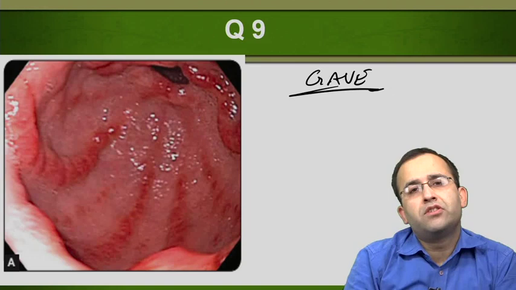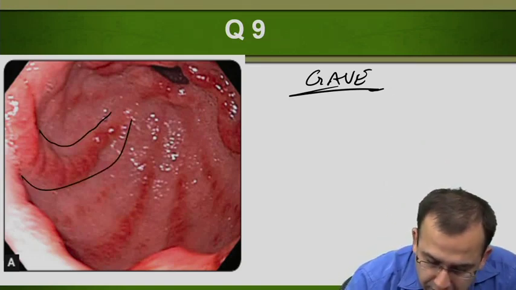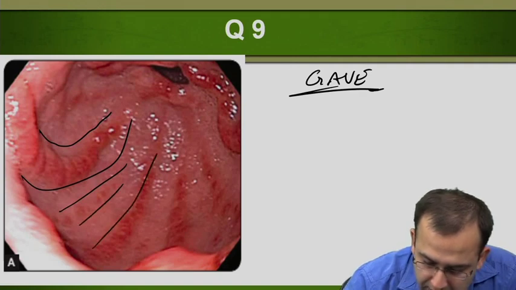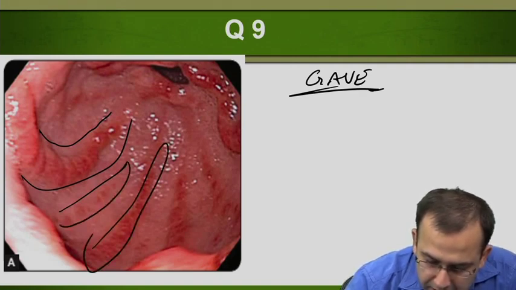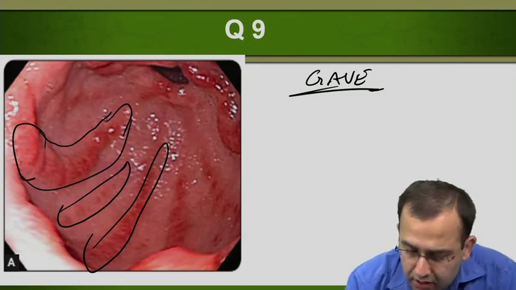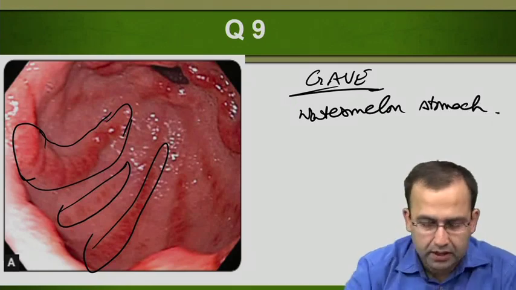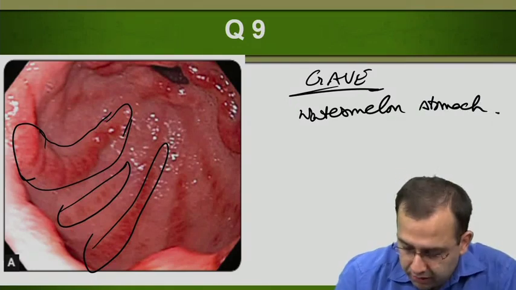Gastric antral vascular ectasia. Interspersed in between, we have the erythematous areas. These are the erythematous areas of gastric antral vascular ectasia, giving it the classical gross appearance of watermelon stomach.